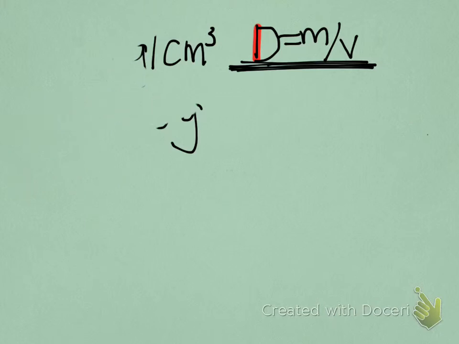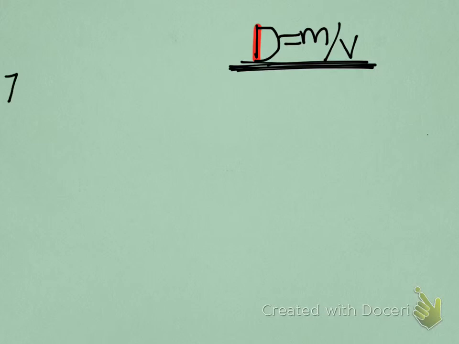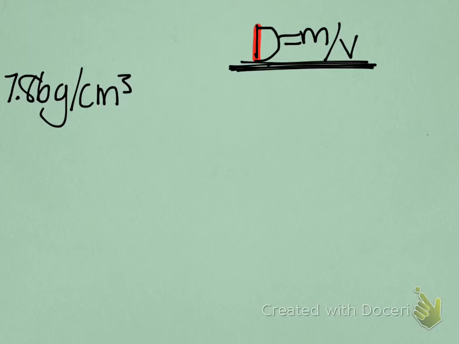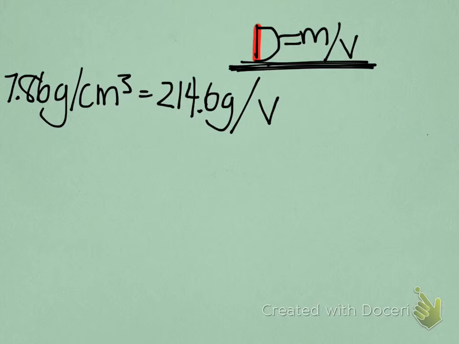So we know that we're solving for our volume. Alright, so it gives us that our density equals 7.86 grams per centimeter cubed, and that equals 214.6 grams divided by our volume. Now, we want to get the volume unit by itself. So, in order to do that, we're going to need to do a little bit of rearranging. So, I'm going to bring the volume to this side.